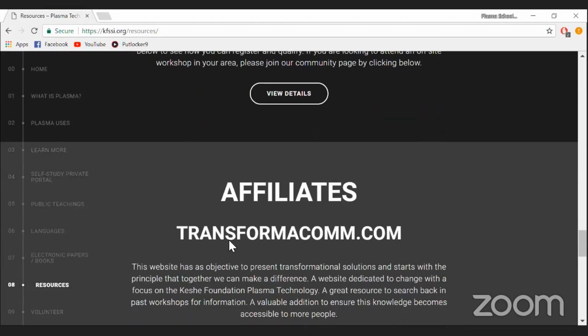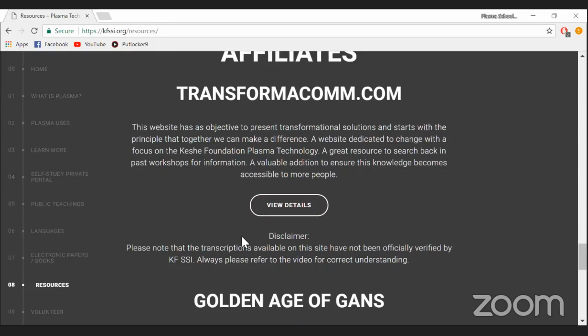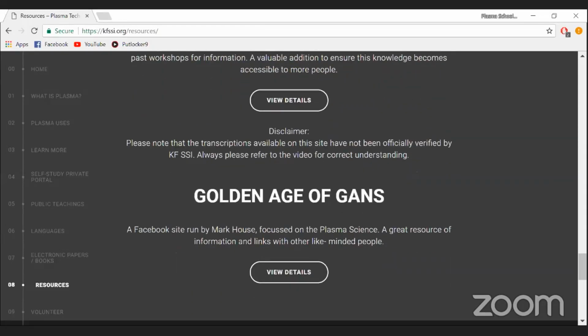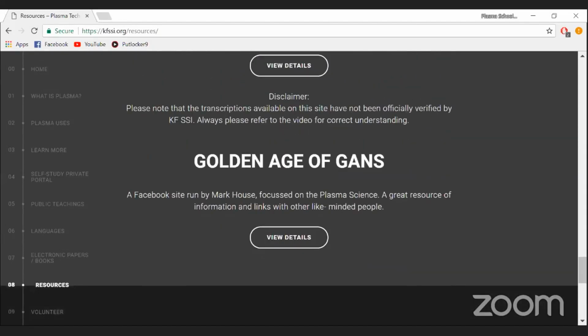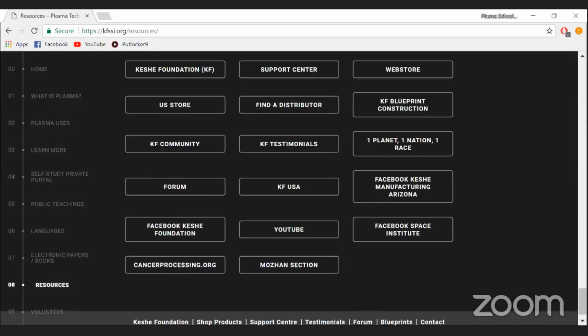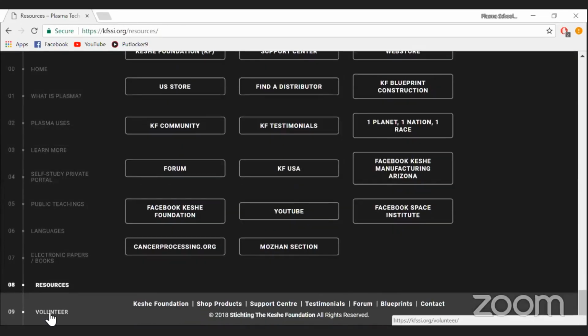And then we have some affiliates here, which is the Transformer.com and Golden Age of Gans. And Transformer.com have also done quite a lot of work and created a lot of summaries. Very interesting website on summaries on all the different workshops. Again, it's just summaries and not the actual transcripts, but it does help a lot to get through that information. And then there's a lot of links here of the different sites and Facebooks and forums.